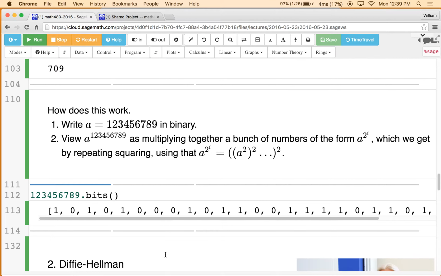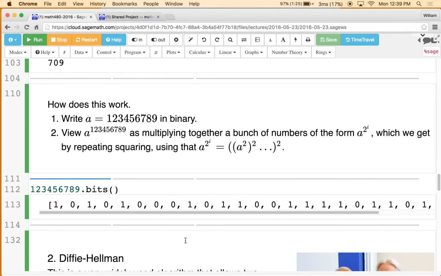If you want to compute a to a large power, you write this power in terms of powers of 2, and then you think, a to a sum of powers of 2 is just a product of a's to various powers of 2, right? Because a to the b plus c is a to the b times a to the c. So if you could compute a to a big power of 2 efficiently, then you can compute a to any power efficiently.